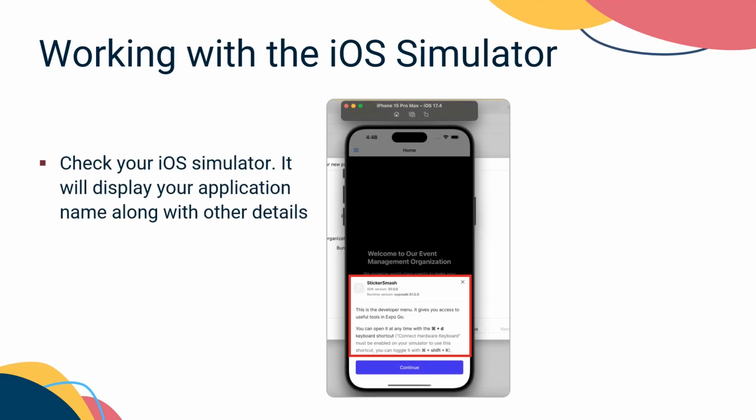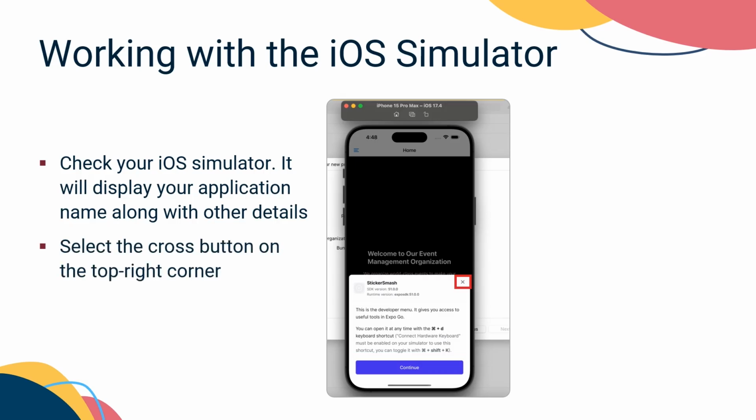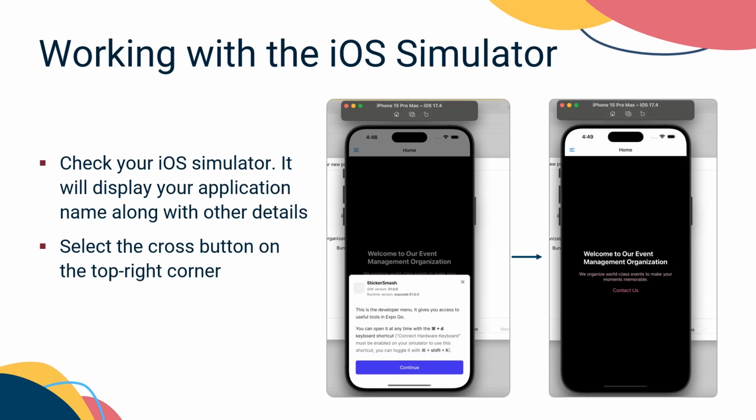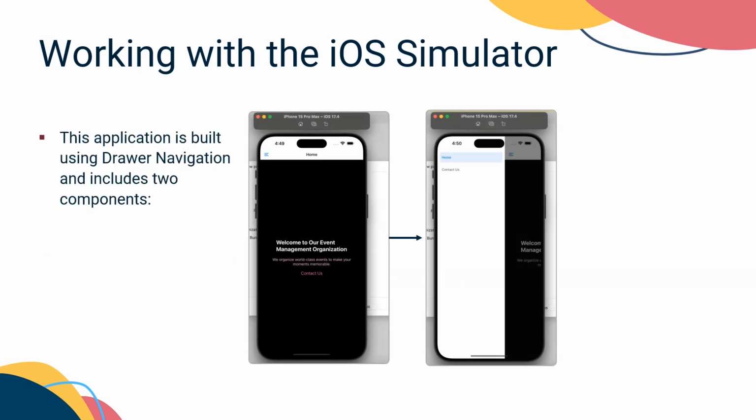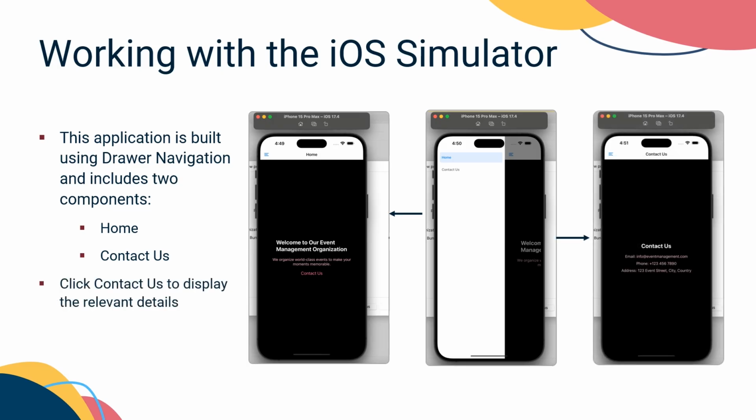It will display your application name along with other details. Then click the cross button on top right corner. As a result, your application will open on the selected device. Note that the application displayed here is built using drawer navigation and includes two components, Home and Contact Us. The home screen is displayed by default. You can click Contact Us to display relevant details for the Contact Us screen.